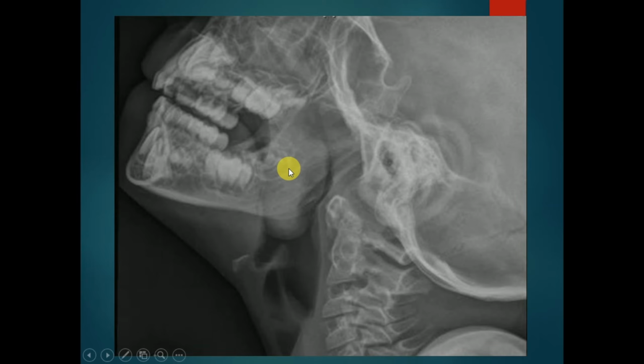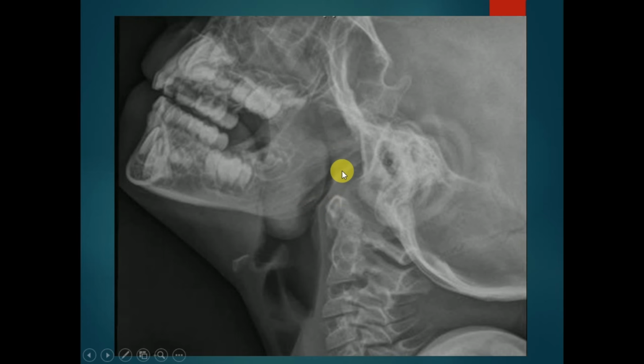This is the plain X-ray of nasopharynx showing a soft tissue mass in front of the airway. So it's probably a mass arising from the nasal cavity, and the probable diagnosis is antrochoanal polyp. This is the mass, this is the airway, and this is the skull base.